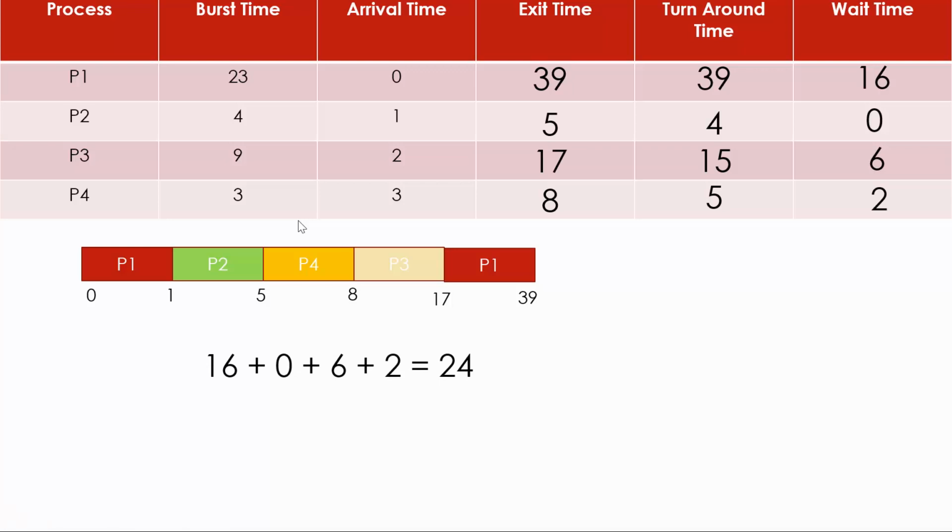16 plus 0 is 16, plus 6 is 22, plus 2 is 24. Now that I have that, I calculate the average. 24 divided by 4 is 6. That is how you calculate the average waiting time, how you get the turnaround time, exit time, and individual wait times using those different scheduling algorithms.